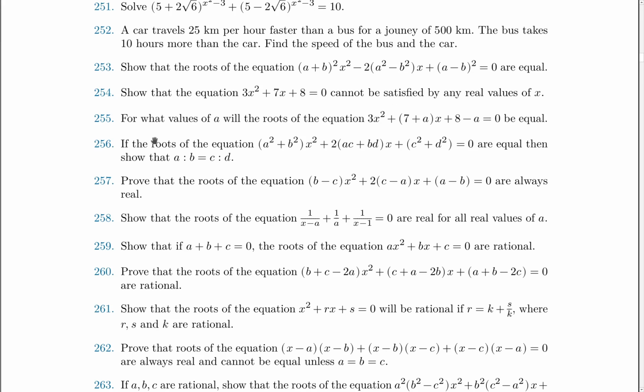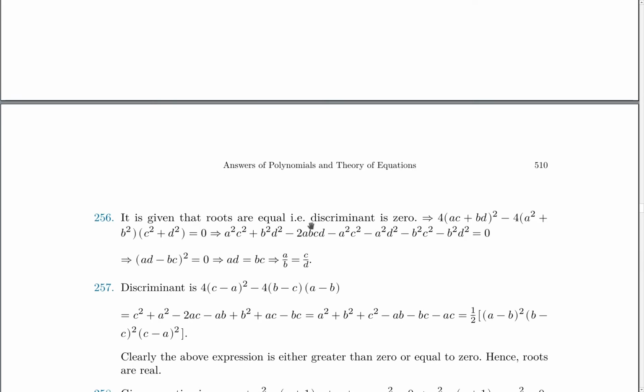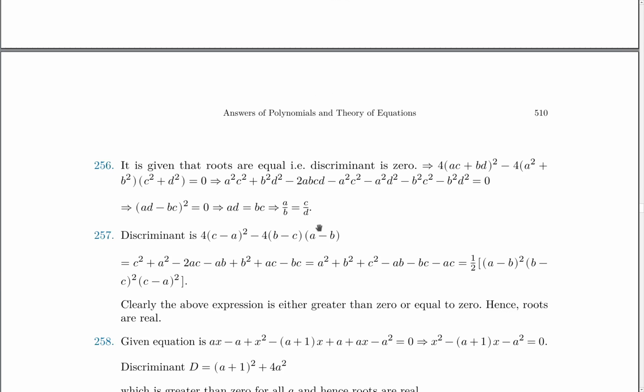Now the next question is question 255. For what values of a will the roots of the equation 3x square plus (7 plus a) into x plus 8 minus a is equal to 0 be equal? So again, there seems to be a typing mistake. There is a 96 missing. So you can fix the calculation of question 255. It is definitely wrong, and find the value of a by following a similar technique. I will update this in the PDF, question 255. All right.